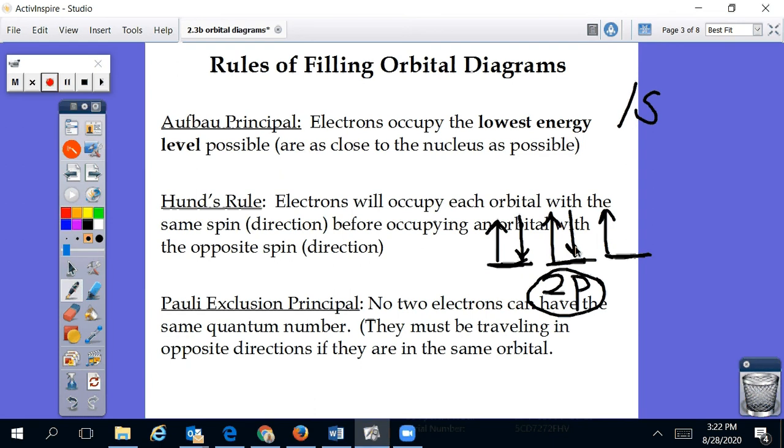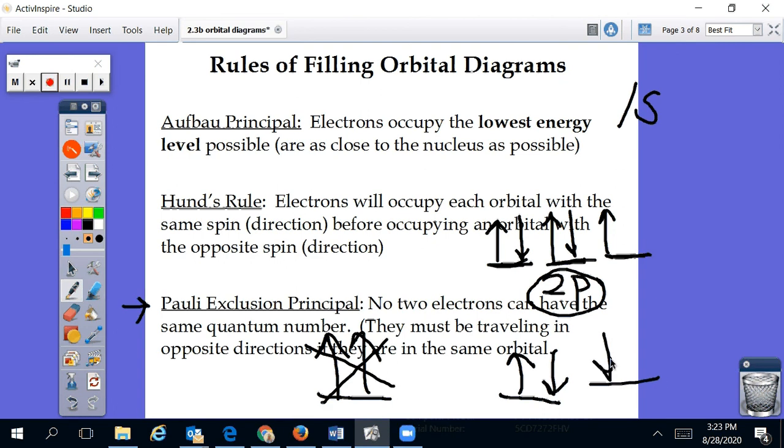And the last rule is called the Pauli exclusion principle. What that says is that because electrons have negative charge and they repel each other, they will never travel in the same direction. They will always travel opposite. Okay, so you'll never have an orbital with 2 electrons with the same spin. You will never have that. They will always be opposite spin.